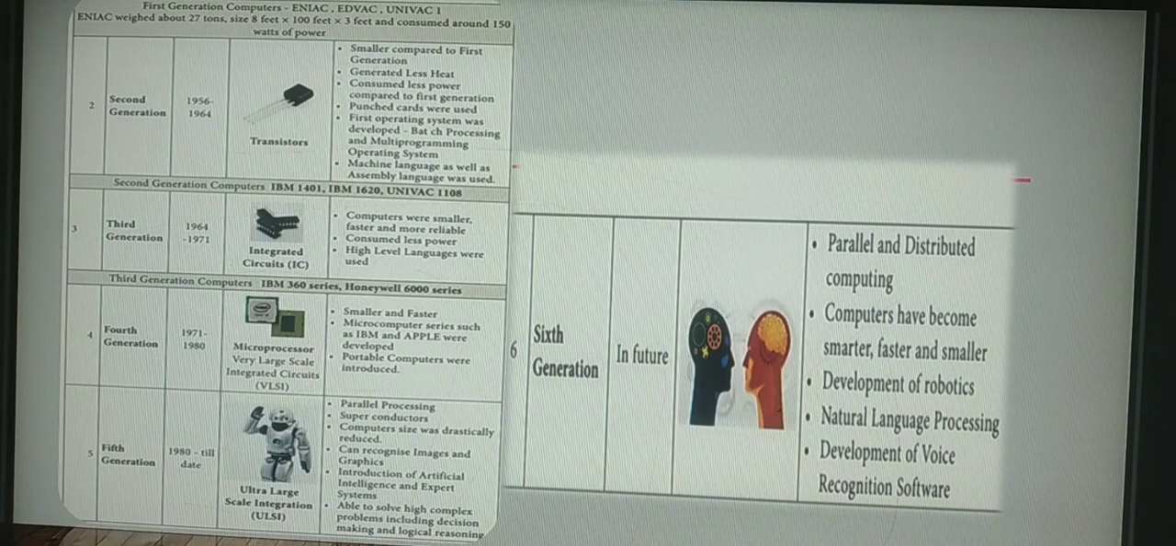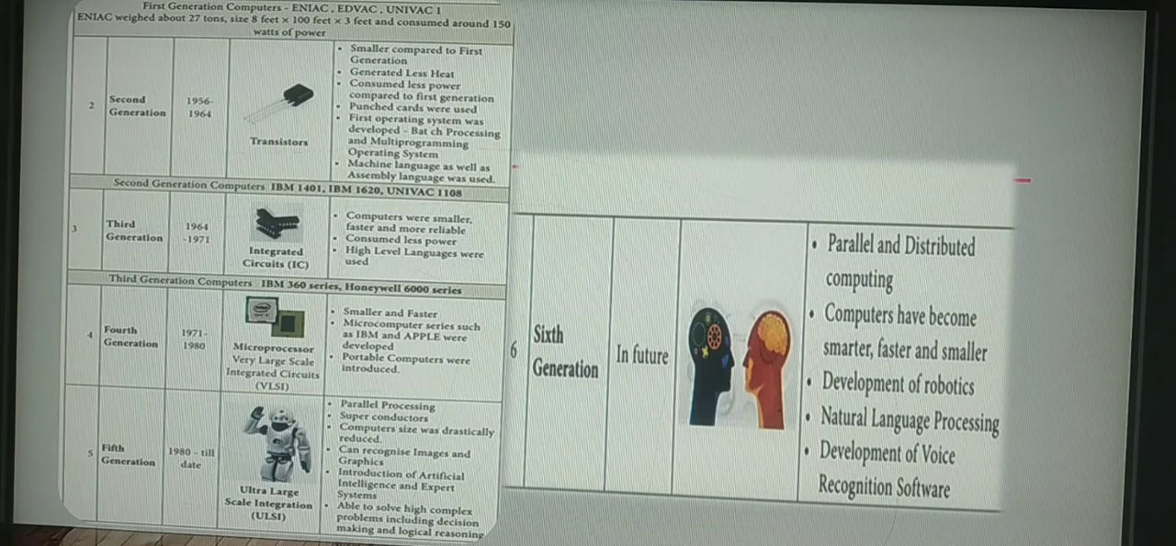Similarly, in the beginning, you have examples for first generation computers: ENIAC, EDVAC, UNIVAC 1. The next one, they have given the specifications for ENIAC. So clear? Similarly, in between you have some diagrams, that is symbols for transistors, integrated circuits, then microprocessor, then next ULSI.